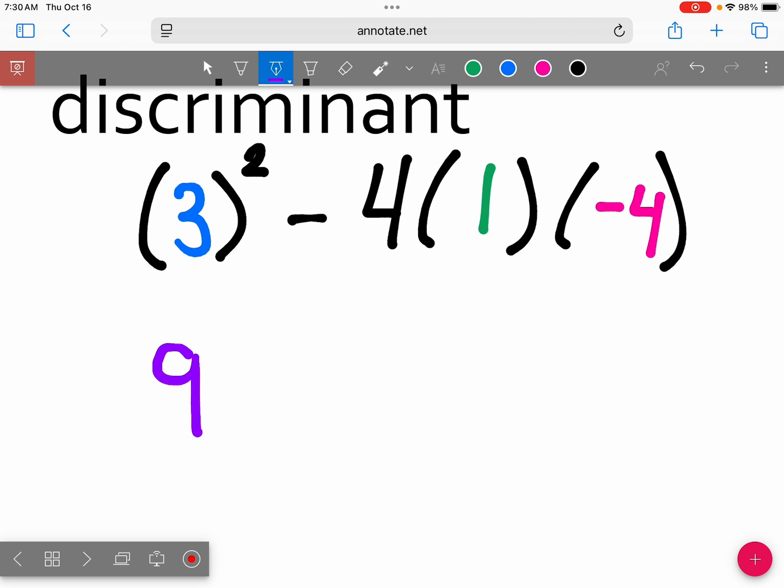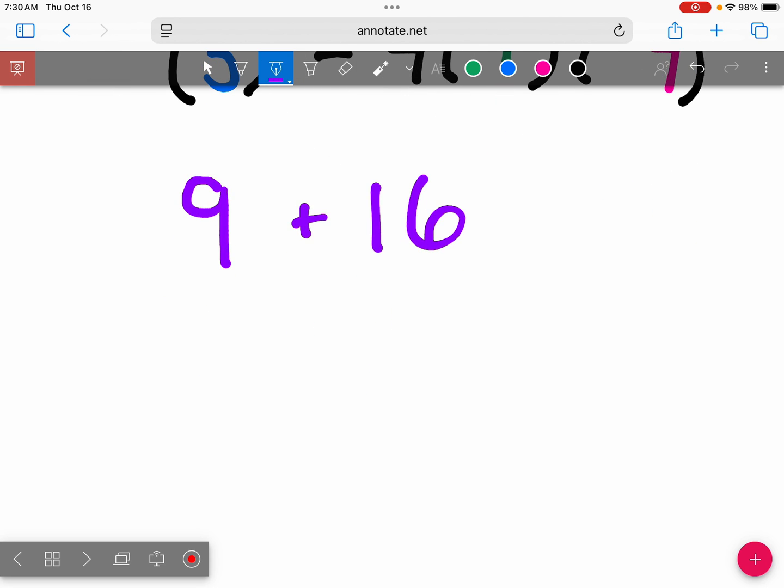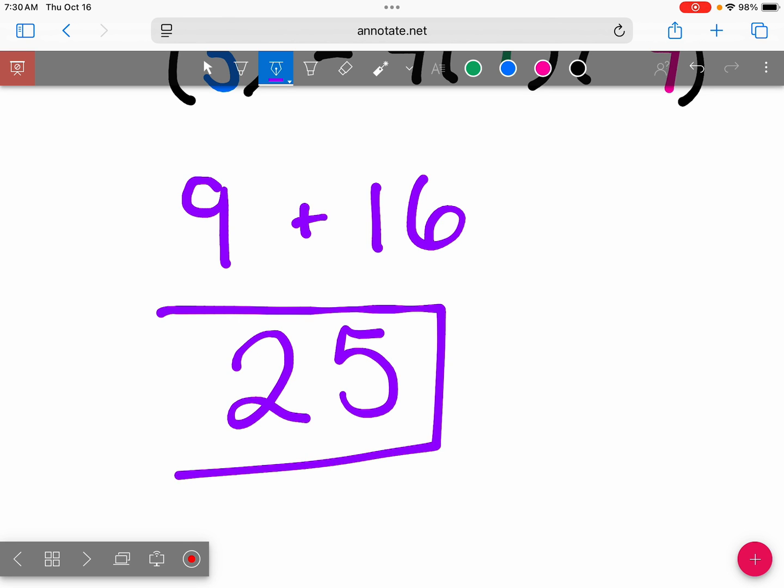4 times 1 is 4. Yeah, -4 times -4 is positive 16. So we're going to have plus 16 because those two negative signs cancel each other out. Well, 9 plus 16 is 25. So the value of the discriminant is 25. Questions on that part?